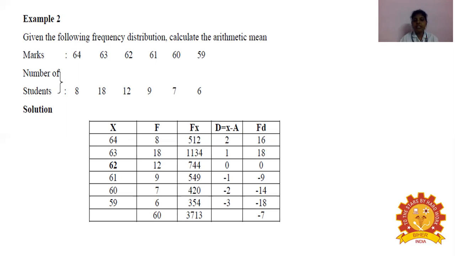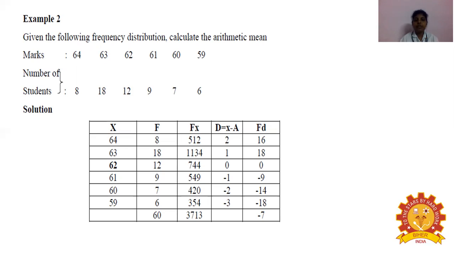Next find the column d equal to x minus a. We take here a as 62. First, 64 minus 62 is 2. Next, in the place of x put 63, 63 minus 62 is 1. Next 62 minus 62 is 0. Next 61 minus 62 is minus 1. Next 60 minus 62 is minus 2. Finally 59 minus 62 equal to minus 3.